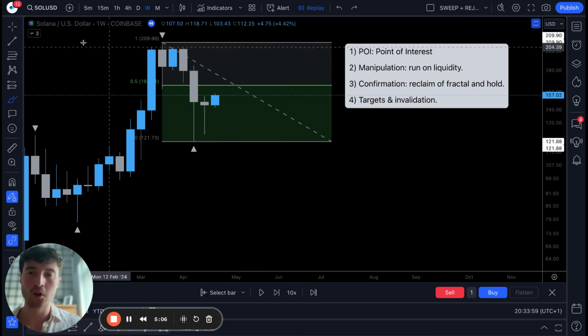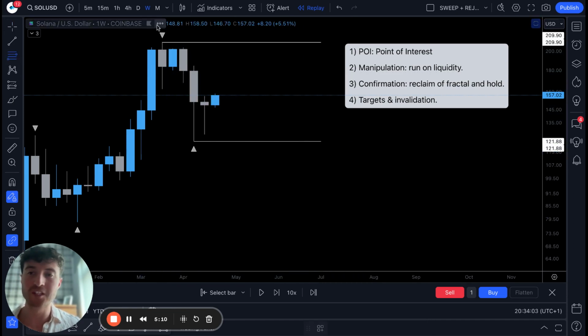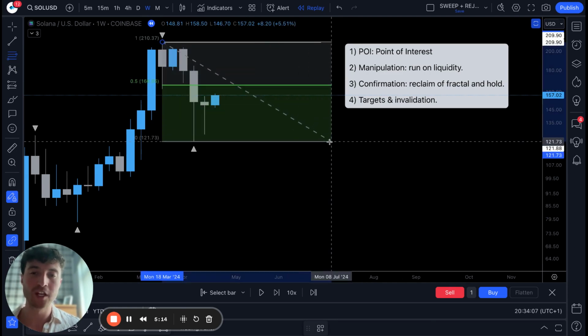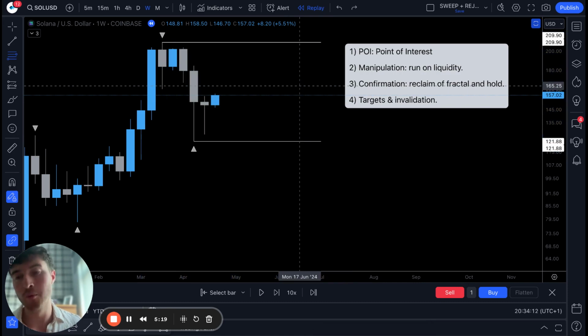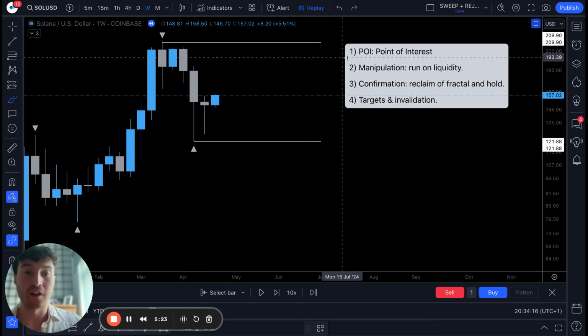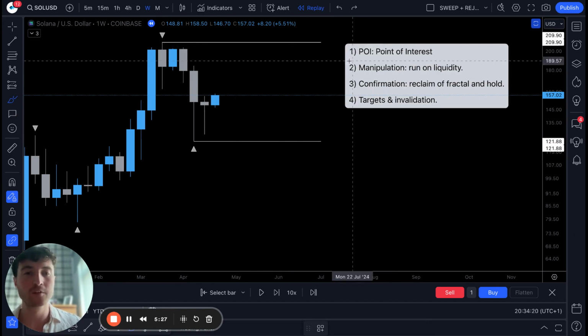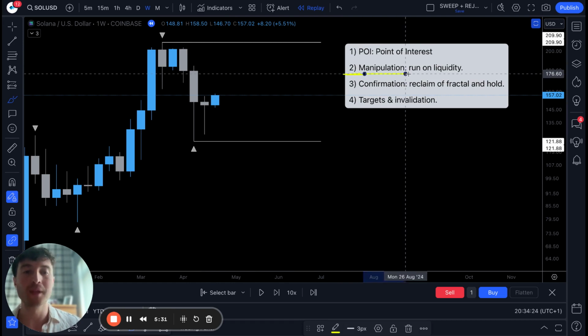Okay, so quite simple. I'm going to remove this off the chart. This is basically just a Fibonacci from the high to low. This is the dealing range with a 50% retracement. Okay, not too important right now, but maybe just something to note. And so that's how we identify our point of interest, on the weekly higher time frame perspective. Now, number two, let's drop down to manipulation.